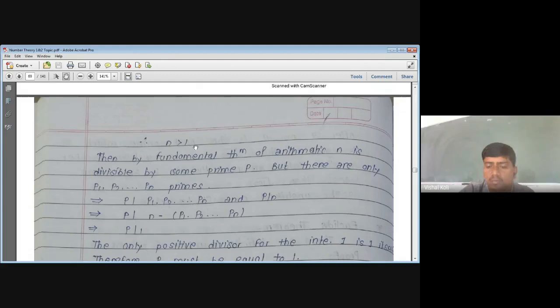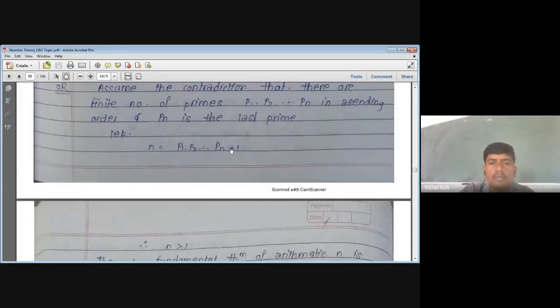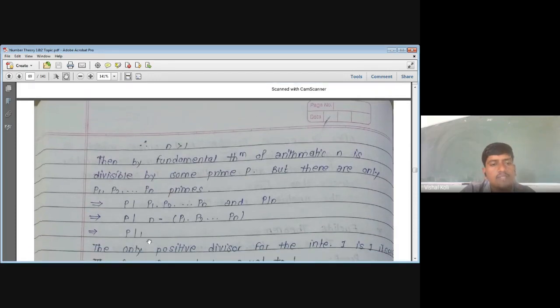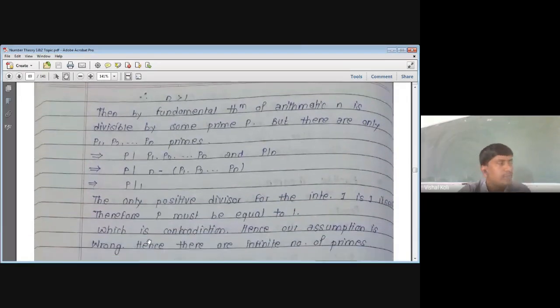But n is nothing but p1, p2, up to pn, plus 1. Therefore, p1, p2, up to pn minus p1, p2, up to pn gets cancelled, and 1 remains as it is. So here we get p divides 1. As we know that p is a prime number and p divides 1, this is not possible, since the only positive divisor for the integer 1 is 1 itself.